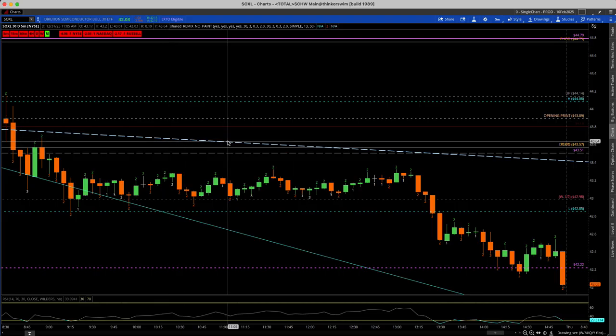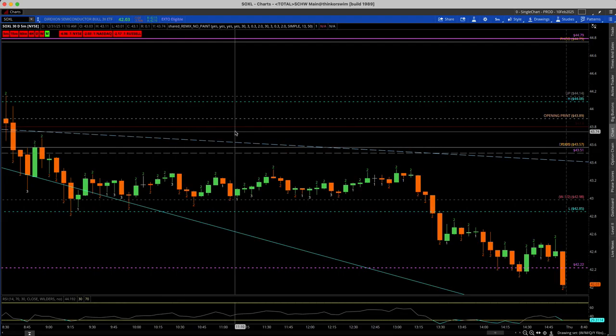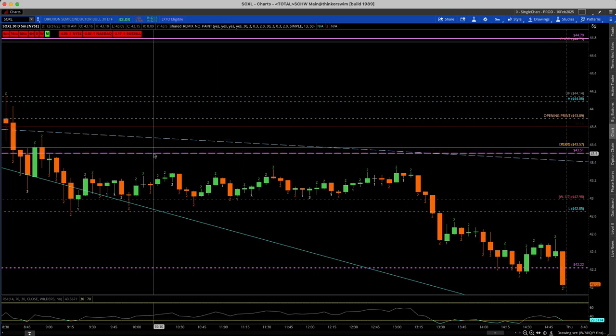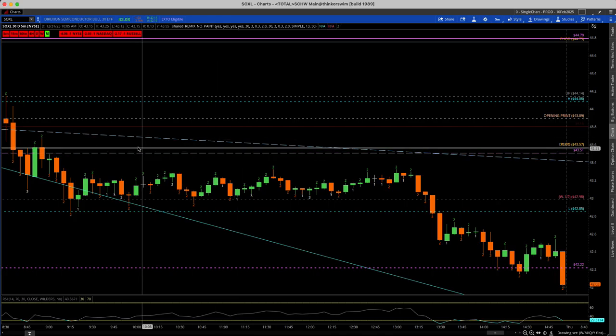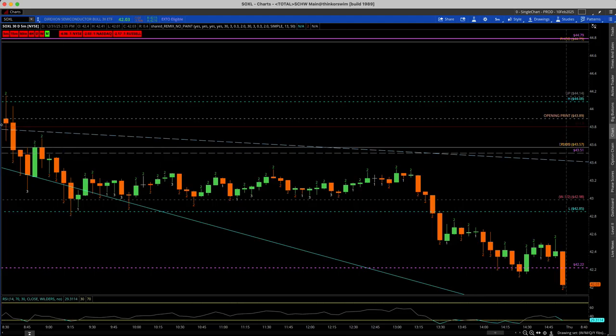Now, again, we don't put a lot of weight into downtrend lines alone, but we look at where they intersect with our major horizontal levels, like last week's 50% level. And so we would expect there to be some resistance around this level. And that's what we got.